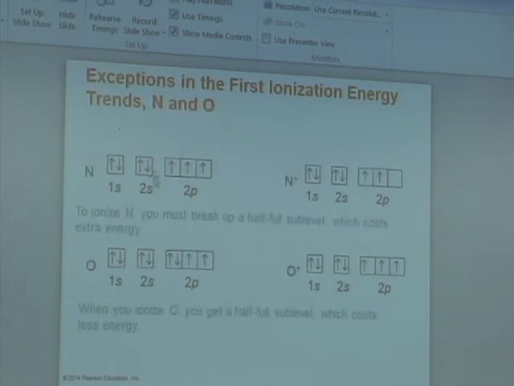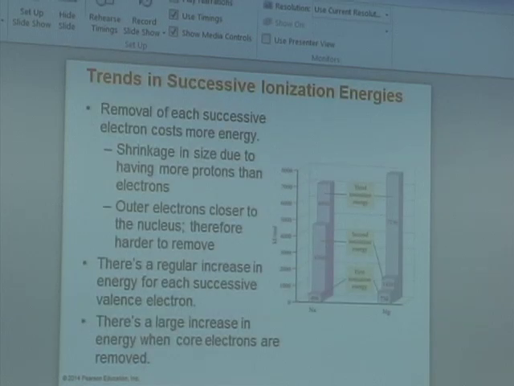Some exceptions: nitrogen. To ionize nitrogen, we need to break up a half-full sublevel, which costs extra energy, so that's a good thing. And oxygen, you need to have a half-full sublevel, so also not too stable, right? You don't see much O+ also. So trends in successive energies: when we remove electrons, it costs more energy.